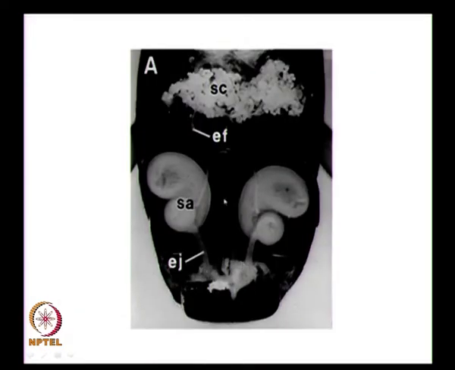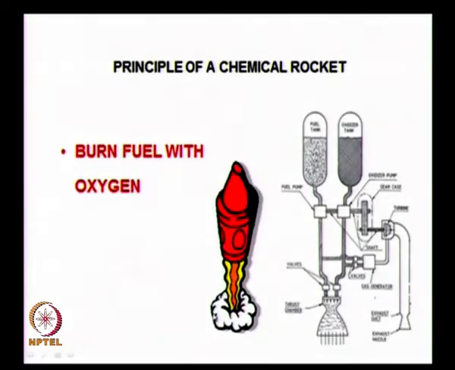Here I show the 2 stomachs, in one hydrogen peroxide, in the other hydroquinone. They are secreted here. This has a lining of mucus which acts as a catalyst. It promotes the reaction, and whenever it wants to move it just squirts it out, something very similar to what we call a liquid propellant rocket.